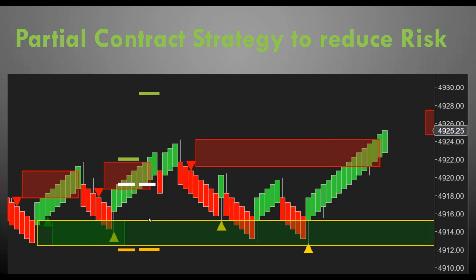Trying to reduce the risk without even moving the stop loss is done by the partial contract strategy, okay? In this case, my goal is to reduce my risk by half without moving my stop loss. That's what I did. Do you guys get what I'm saying?